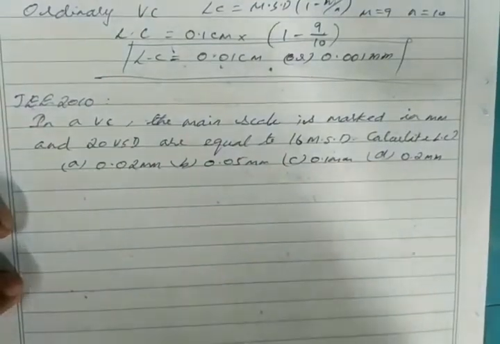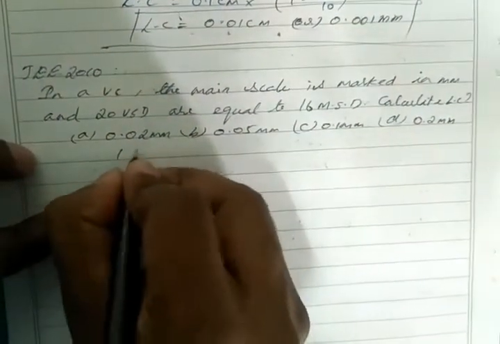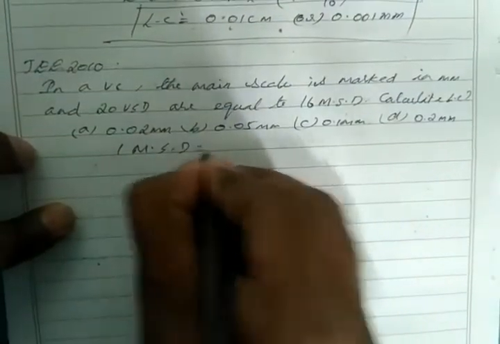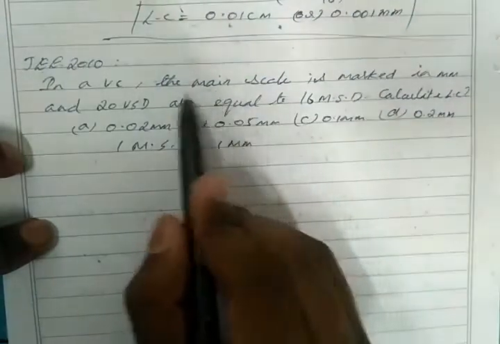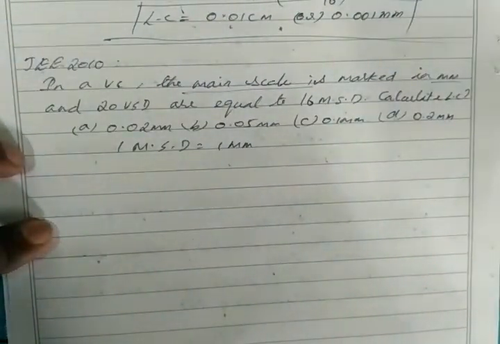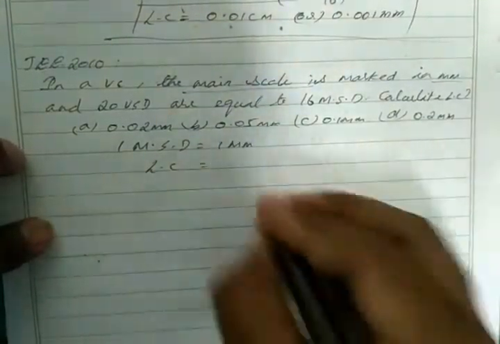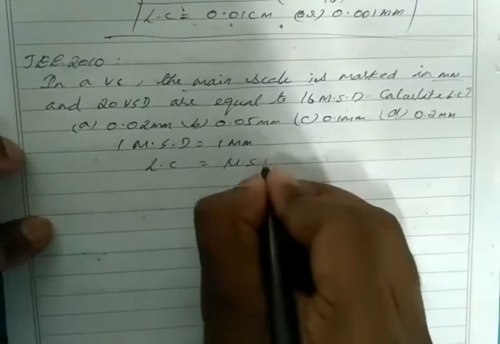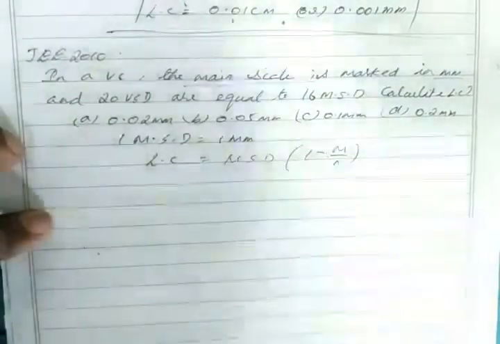Okay, try yourself. I am also solving this problem. Here it is given that 1 main scale division will be equal to 1 mm. Why? Because it is given that the main scale is marked in mm. So 1 division should be equal to 1 mm. Then what is the formula for least count? Least count equals main scale division times (1 minus m by n).